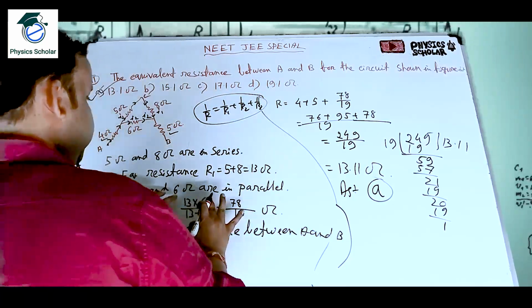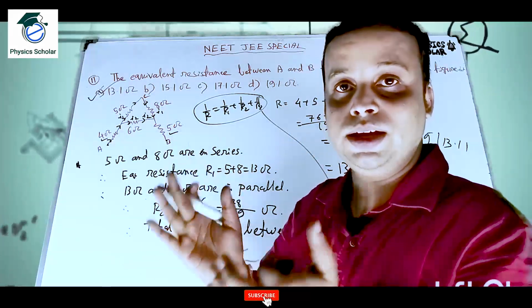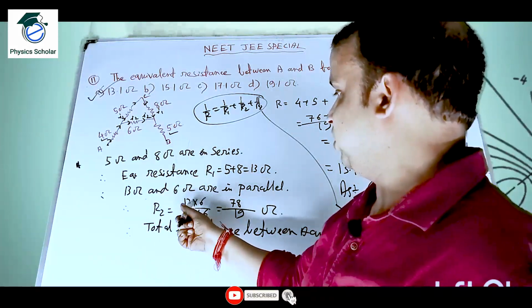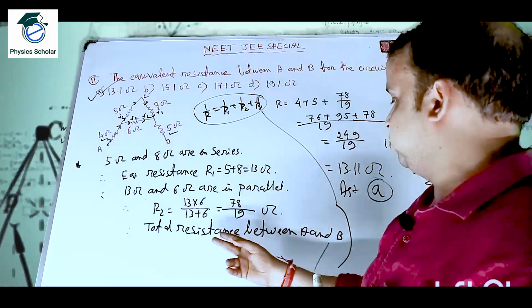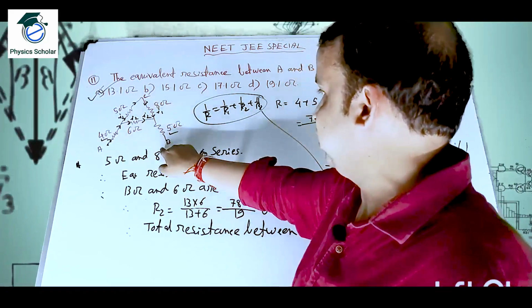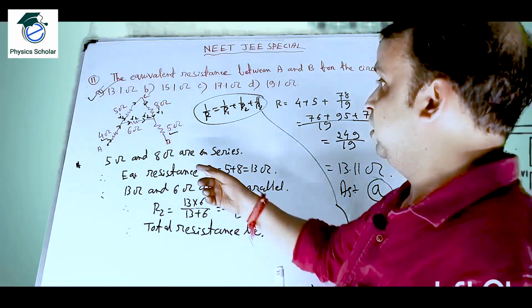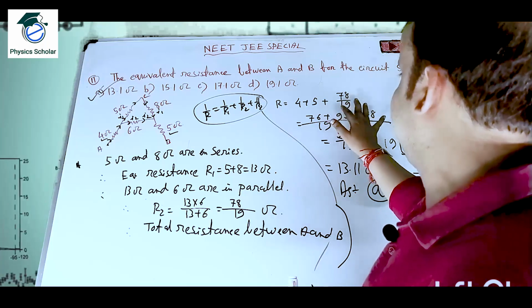But here as two resistances are parallel, the product divided by the summation. The product of two resistances divided by the summation of the two resistances. Clear? Now it is 78 by 19 ohms. So the resistance between A and B, that means the same current will flow here and here. These three are in series now. So 4, 5 and 78 by 19 are in series.